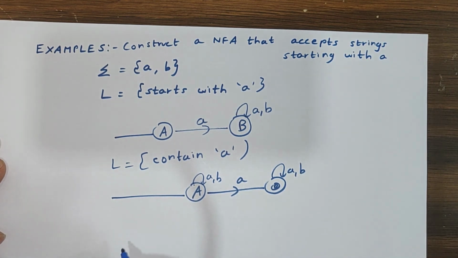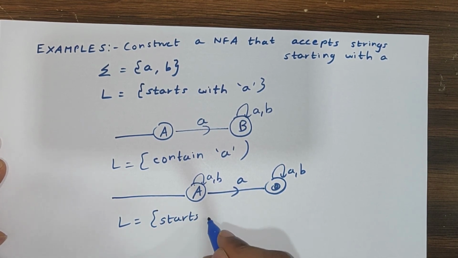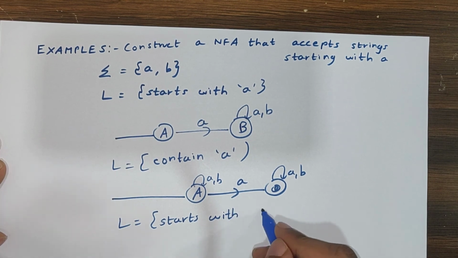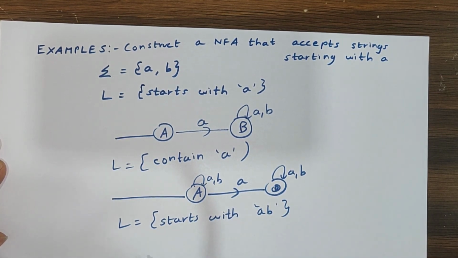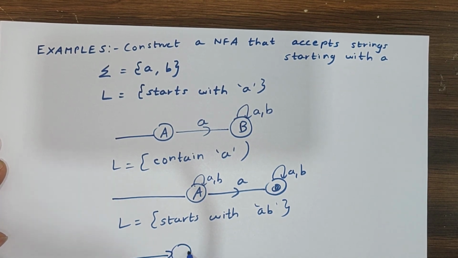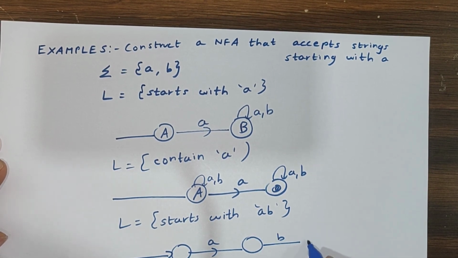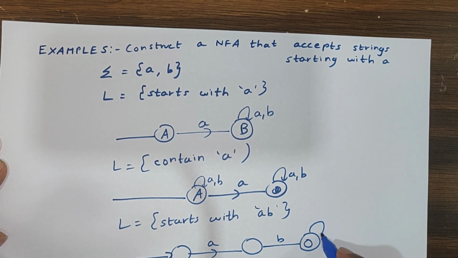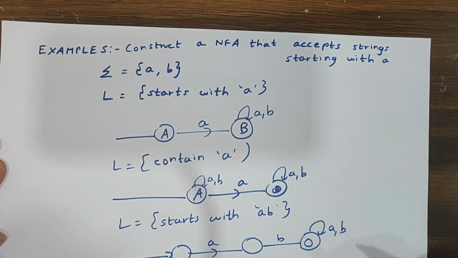Another example: starts with AB. So it should just start with A and B. So first state and A here, then B, and in the final state it can be either A or B. So these are the NFAs.